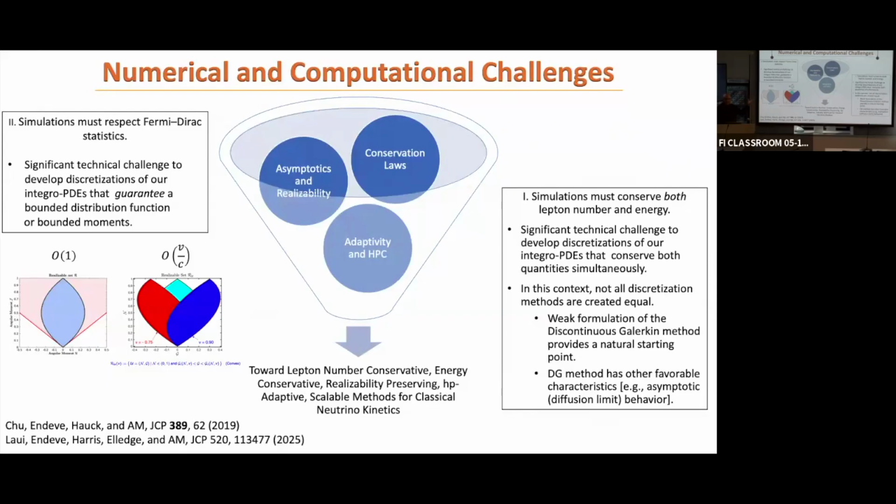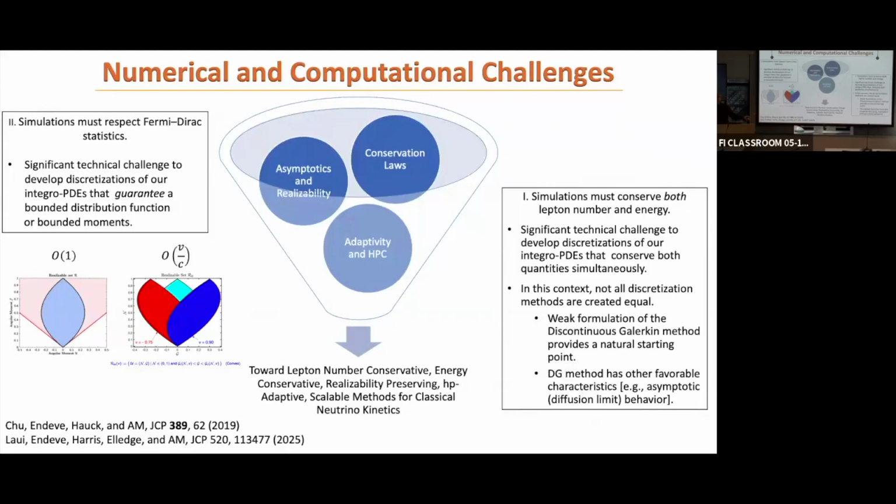The bottom line is that if your simulations are not conserving energy and lepton number, then you seriously have to ask yourself, what do you have in the end? I mean, what do the results mean if you're violating fundamental conservation laws?